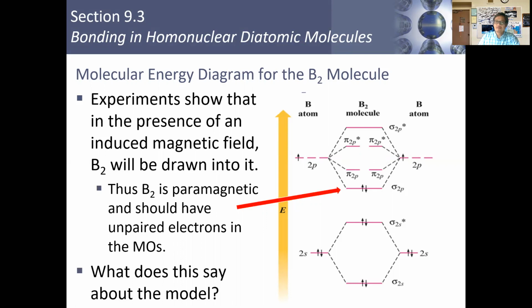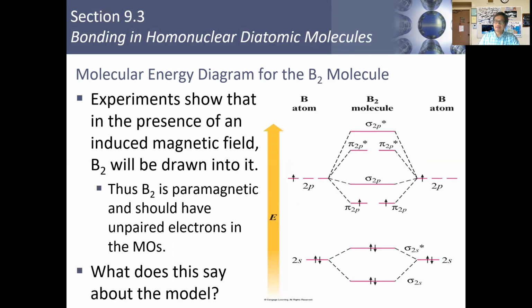If we can flip that around, that is, if the actual model has the pi 2p lower in energy than the sigma 2p, then we can fill in these orbitals here, and Hund's rule tells us that the electrons will split up, which they do here, and there we have it. There we have two unpaired electrons, which would explain the paramagnetic nature of boron.